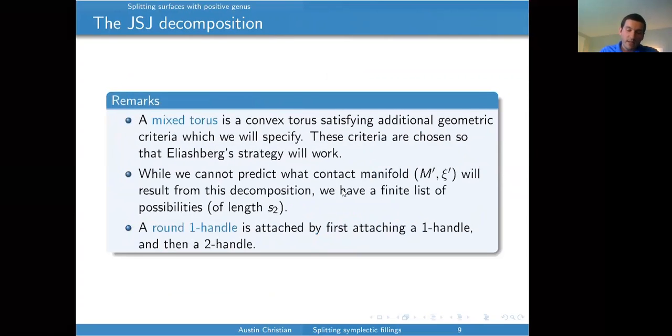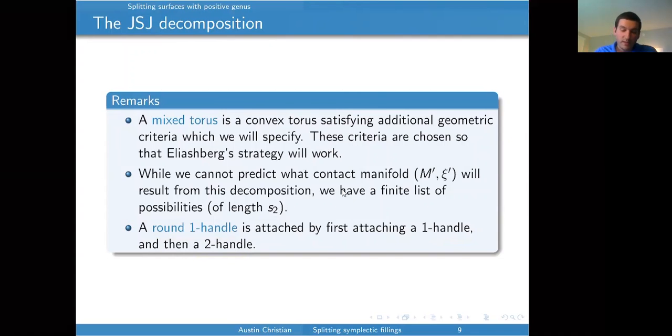Some of the things I've already said are noticed on this page of remarks, where a convex torus satisfying additional geometric criteria will be a mixed torus, and those criteria are chosen precisely to make Eliashberg's strategy work. The second statement gives us a list of possible contact manifolds which result from this decomposition, and then a round one handle is just a one handle followed by a two handle.